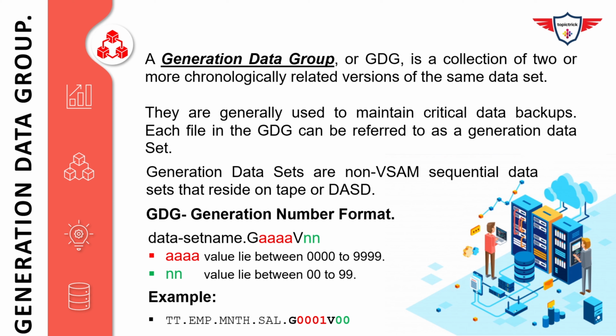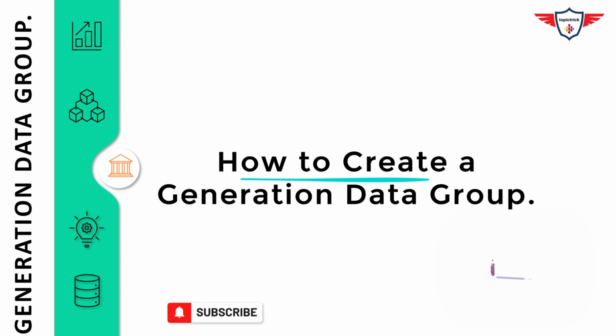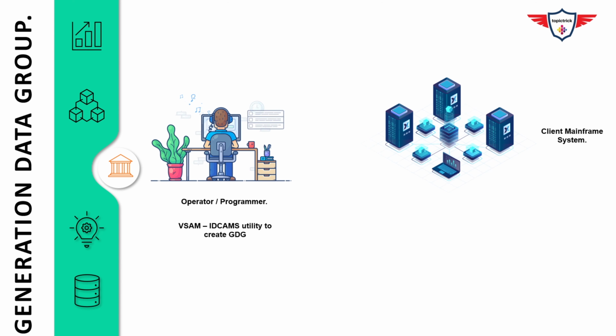Now let's move on to the next section where we'll look at various examples to understand the entire concept of generation data group. So the first example is how to create a generation data group with the help of a JCL. To create a GDG base, you need to follow 3 simple steps. First one is prepare a JCL that will use IDCAMS utility with a DEFINE GDG command along with relevant parameters.